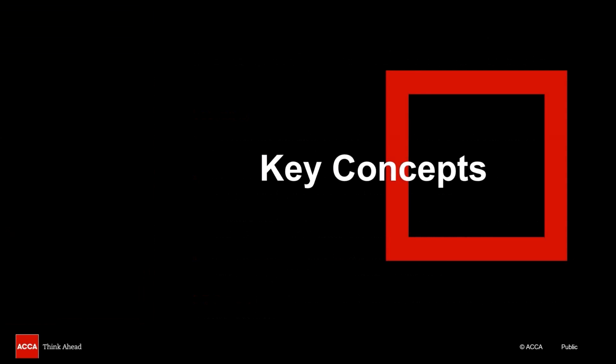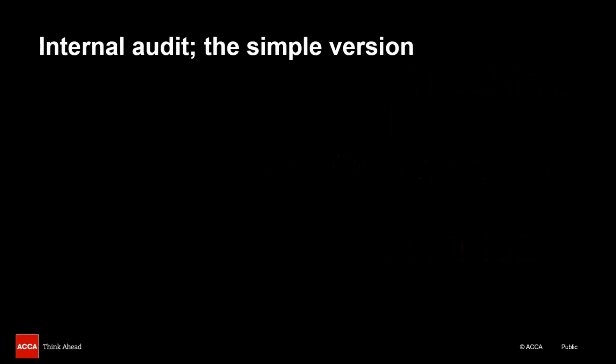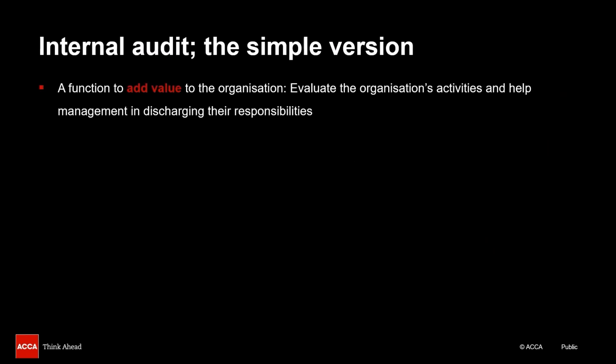We will now look at a few key concepts which will help you attempt questions in both section A and section B. Now, let's begin with understanding what internal audit actually is in the simplest of terms. Remember, external auditors only give an opinion on the year-end financial statements. Internal auditors, on the other hand, serve as a monitoring mechanism rather than a checking one. They evaluate how the organization carries on its activities. They will give recommendations that add value to the organization.